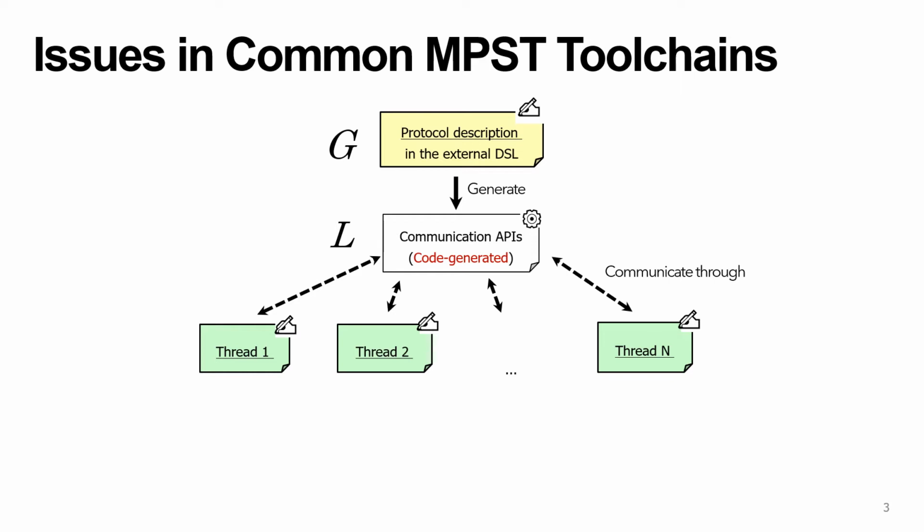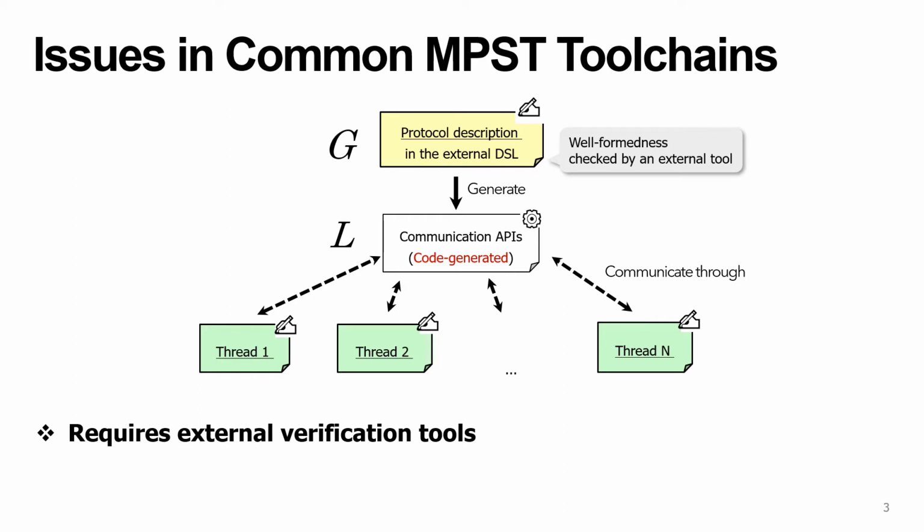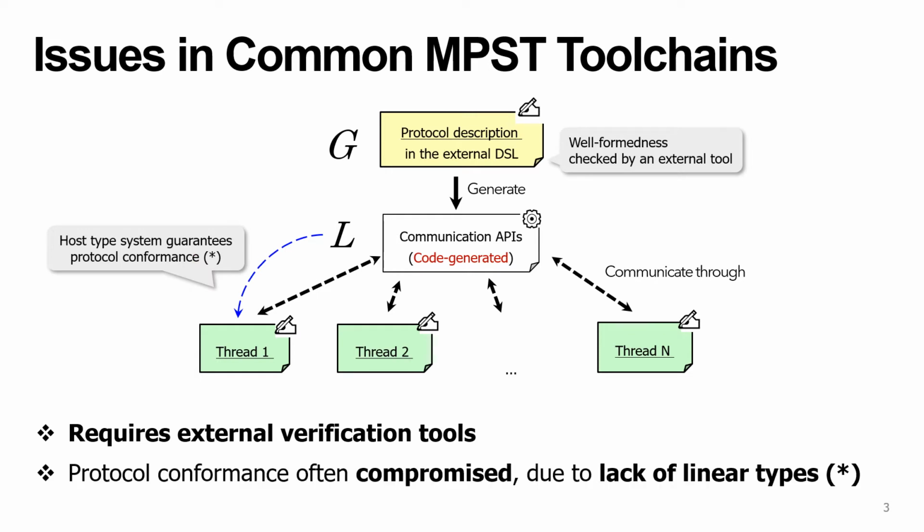There are two key issues with this approach. First, the development workflow requires an external verification tool in order to write and verify the global protocol well-formedness. Second, the session type theory requires linear types so as to ensure that the communication resources are used exactly once. Mainstream languages lack linear type support, and the protocol conformance through this static checking is often compromised.